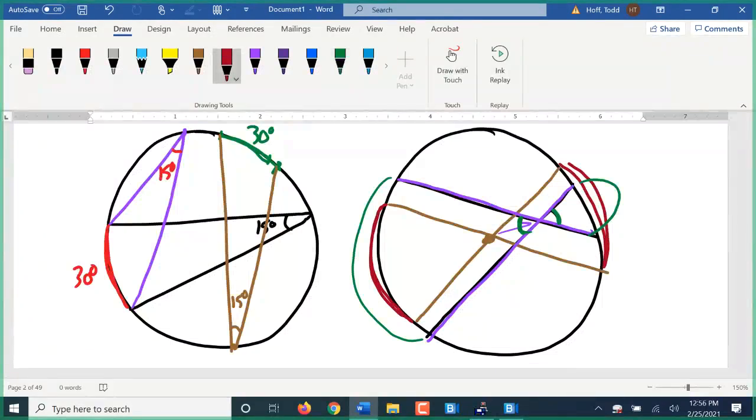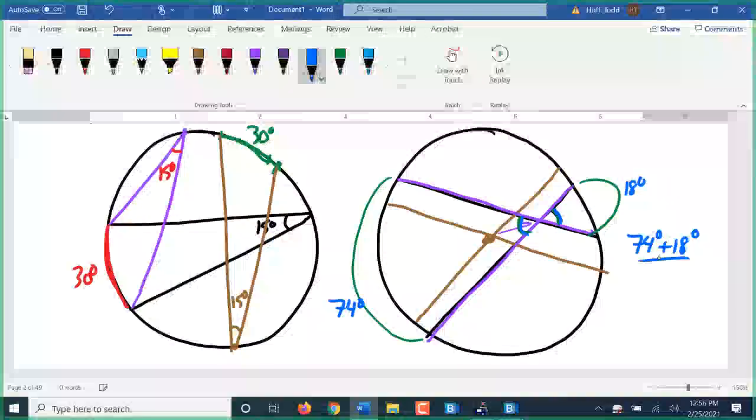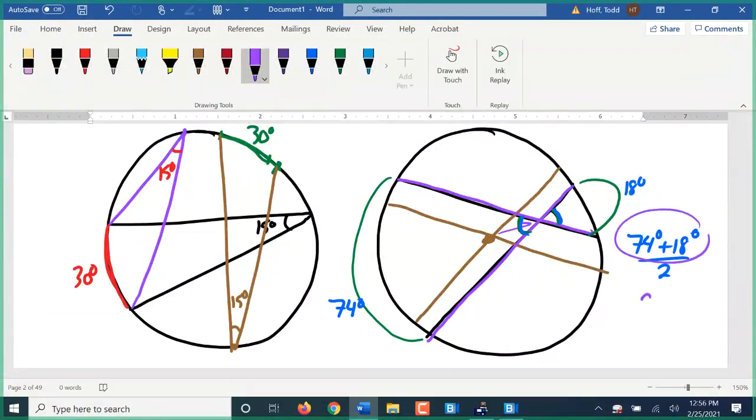So let's say I tell you that this arc over here is 18 degrees, and this arc over here is 74 degrees. This angle in here is going to be found by doing 74 plus 18 over 2. 74 plus 18 is 92 degrees. Divided by 2 is 46 degrees. This is a 46-degree angle on each side here.